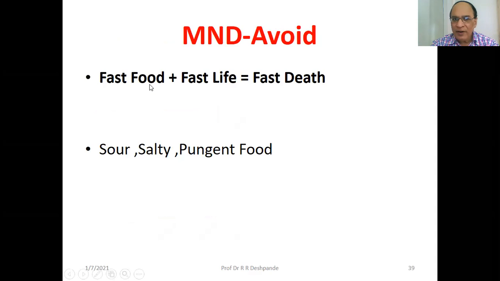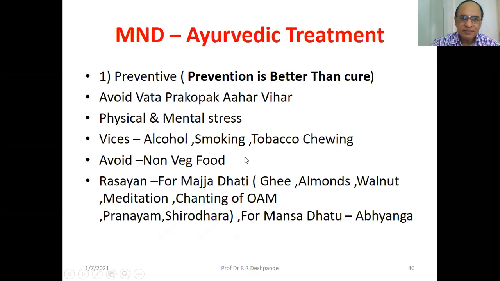So for MND, avoid fast food, because fast food plus fast life equals fast death. Salt, sour and pungent food should be avoided. Prevention is better than cure. Avoid Vata Prakopak Ahar and Vihar, physical and mental stress. Don't smoke, no alcohol, no tobacco. Avoid non-vegetarian food. Rasayana for Majja Dhatu.